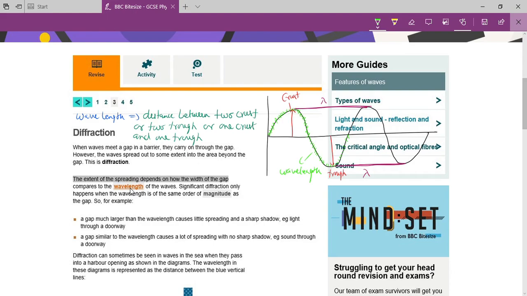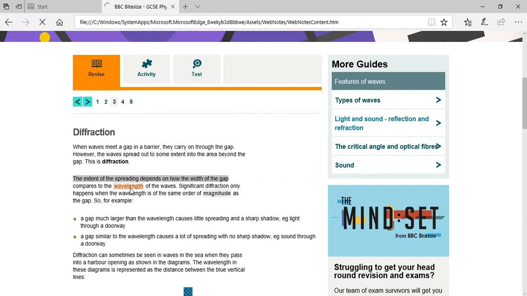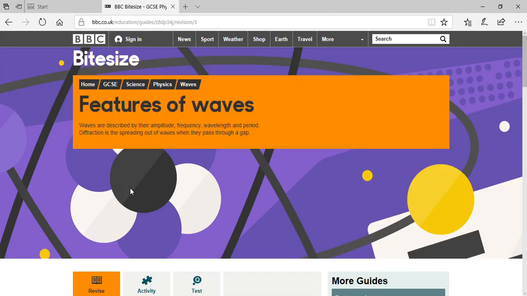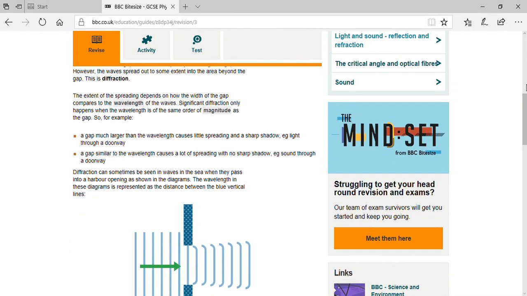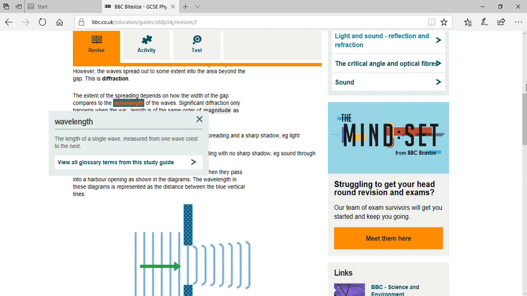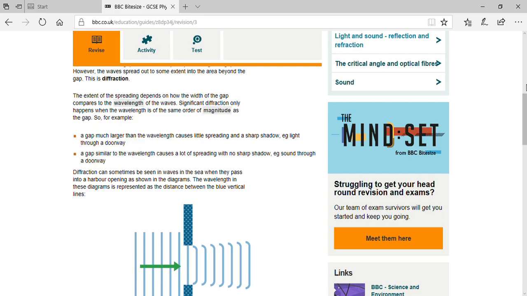So wavelength, I explained that, beta. Give me 1 second. I am refreshing again, because if I will not refresh, then I have to write down there, and I will not be able to draw or mark what is important. So wavelength, that means, beta, the length of a single wave measured from one wave crest to the next. That is your wavelength, or simply you can understand the definition I wrote there: the distance between two crests or two troughs, or one crest and one trough, is known as wavelength. Clear?